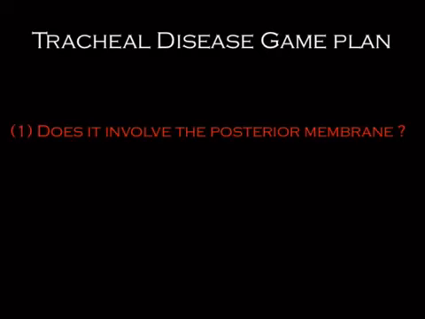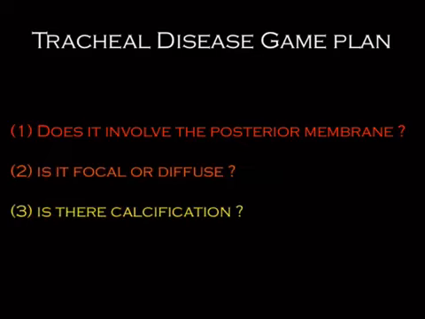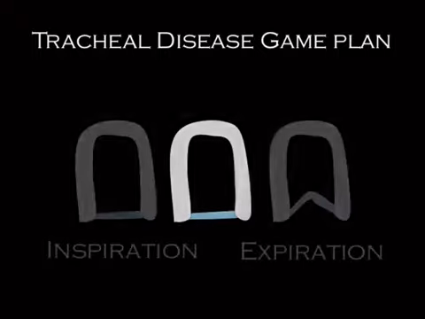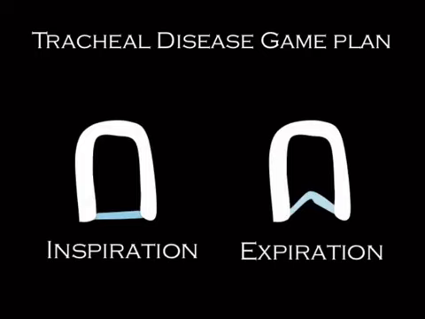When you're dealing with trachea cases, you need to ask yourself, one, does it involve the posterior membrane? Two, is it focal or diffuse? And three, is there a bunch of calcified nodules? If you remember from anatomy, the trachea is like a U, and it has a membrane that's not calcified along the back. And if you do inspiration and expiration exams, you'll notice that the volume of the trachea actually decreases by about 30% on expiration.